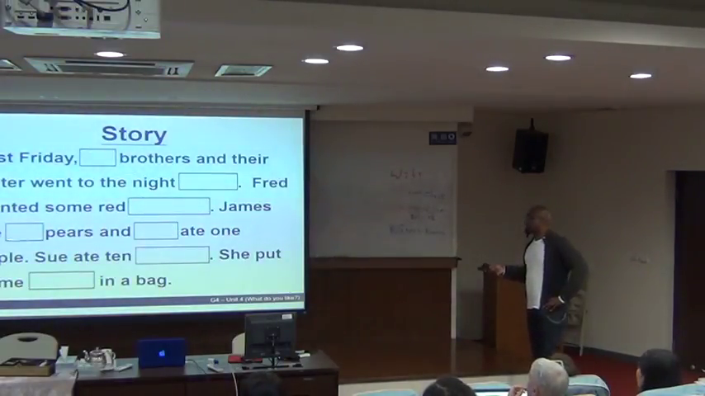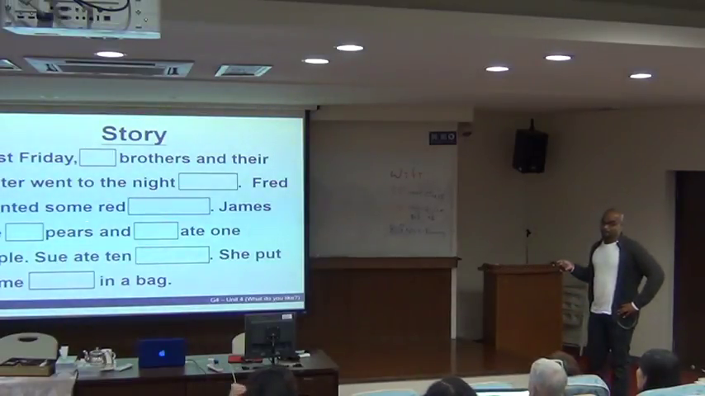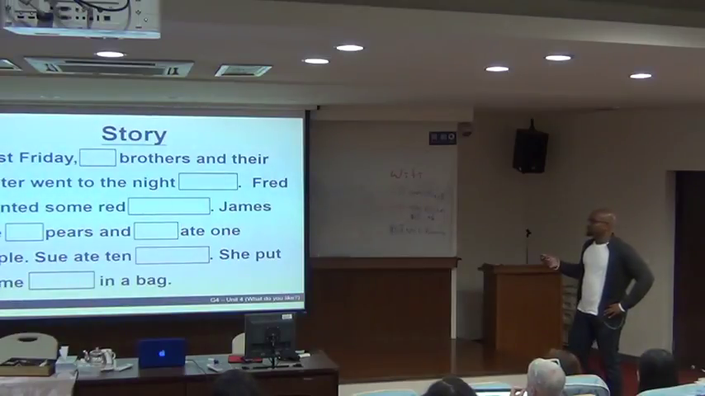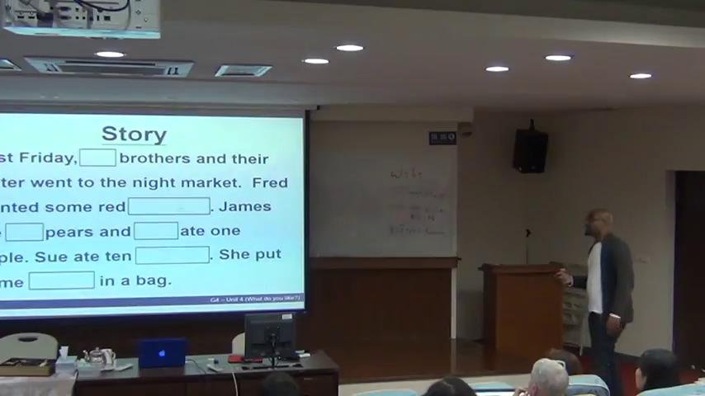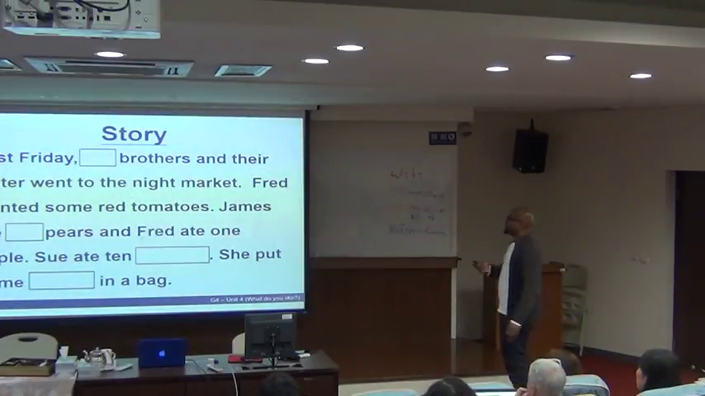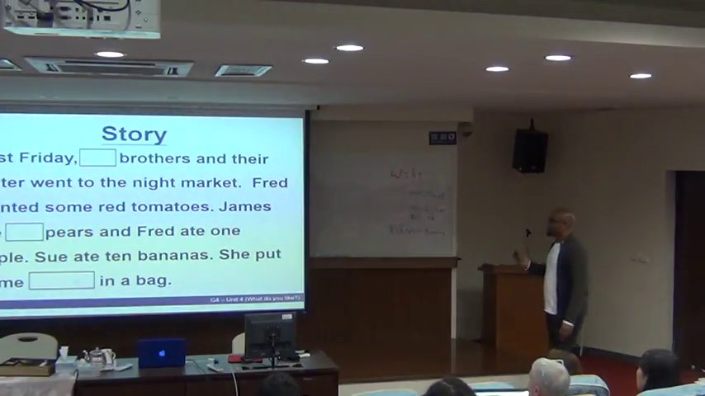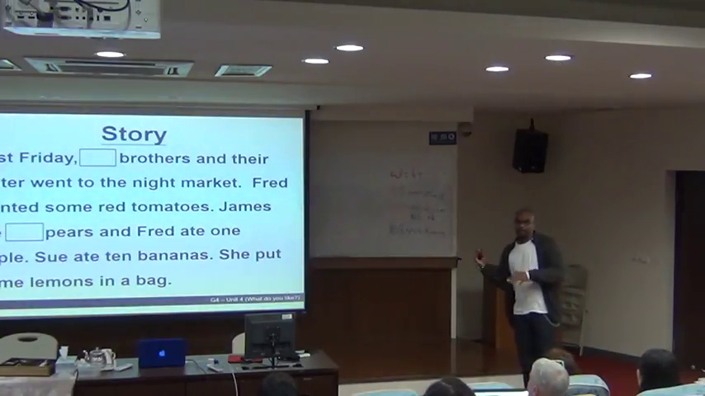Now, the words that I have hidden are not necessarily the vocabulary that was in the text. These are words that would be related to the context. So we're talking about food, right? Where do you get food? At the night market. Tomatoes is not a vocabulary word, but I put it in so they can learn some new vocabulary. Alright? 10 bananas with some lemons in the bag. And I'm always really impressed about how well they remember the passage.